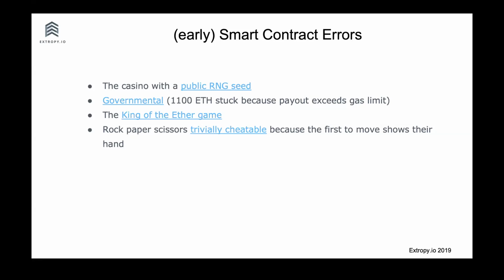I spoke about rock, paper, scissors in the first workshop. This really happened. Somebody wrote this as a game, but it was written in a way that was cheatable, because the first person to move would always lose, because you could see what was in the transaction.